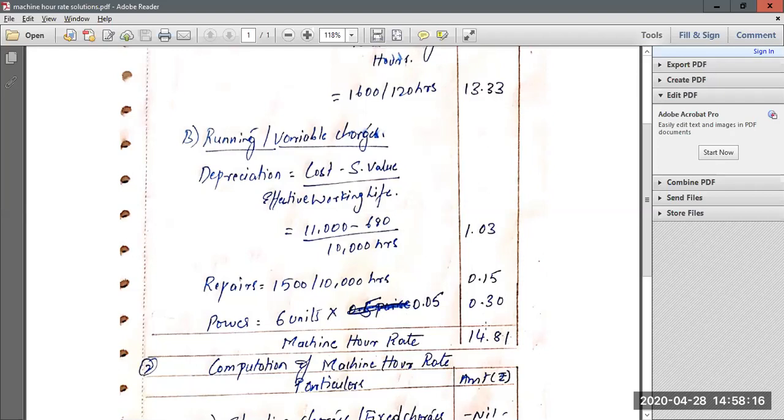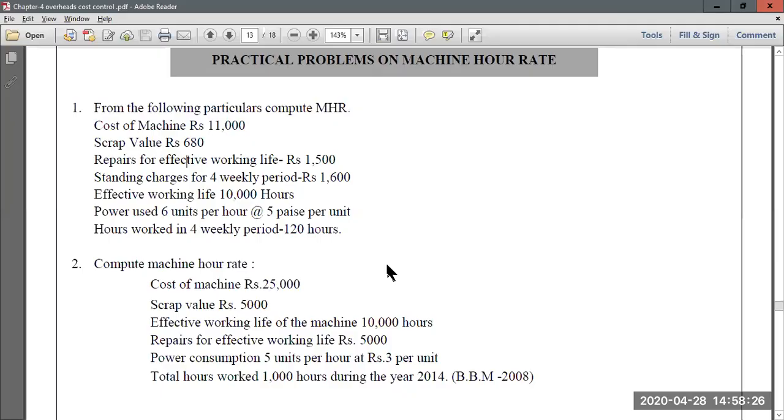That is called the machine hour rate. Similarly, now let us discuss the second problem. Now look at the second problem. Here also we have to classify first. All these expenses will be either variable or fixed charges. First we have to classify the variable charges and fixed charges.